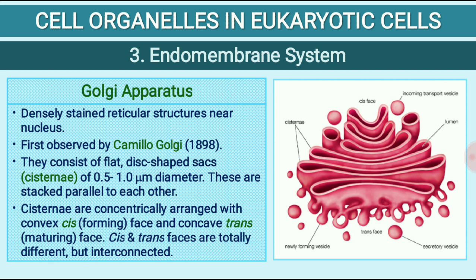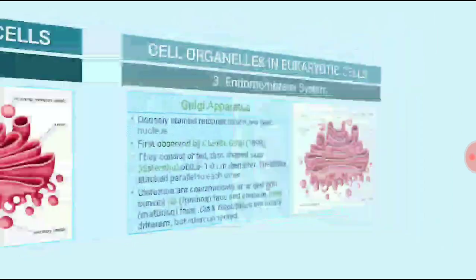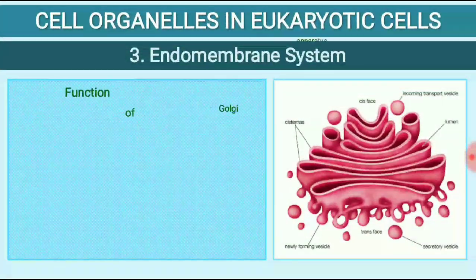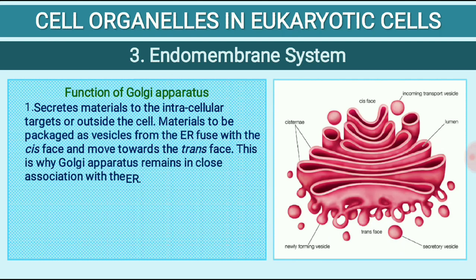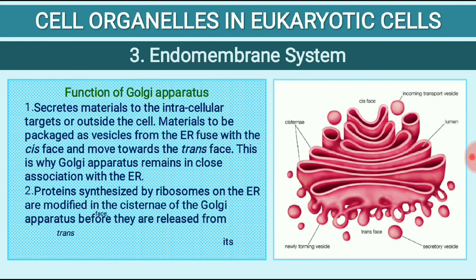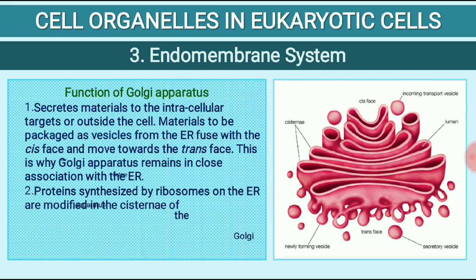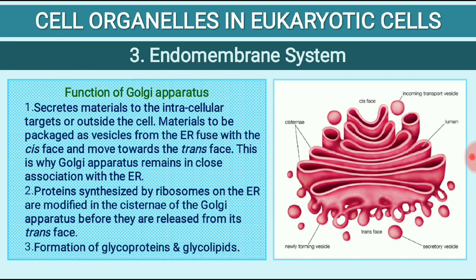The Golgi apparatus principally performs the function of packaging materials, to be delivered either to the intracellular targets or secreted outside the cell. Materials to be packaged in the form of vesicles from the ER fuse with the cis face of the Golgi apparatus and move towards the maturing face. This explains why the Golgi apparatus remains in close association with the endoplasmic reticulum.